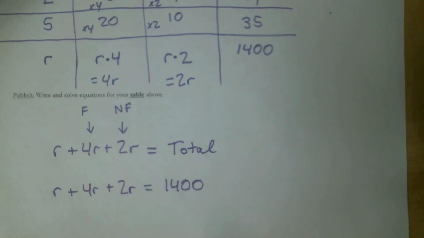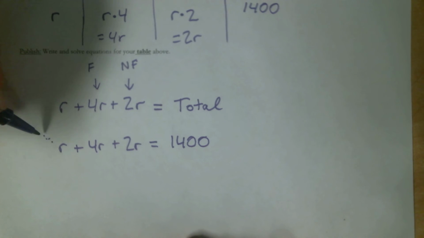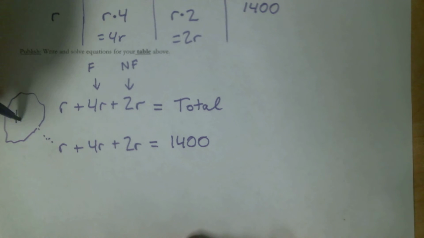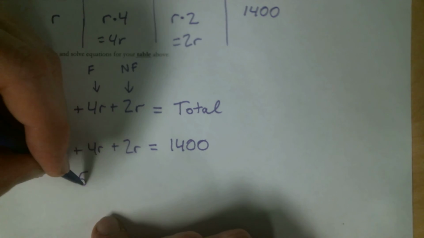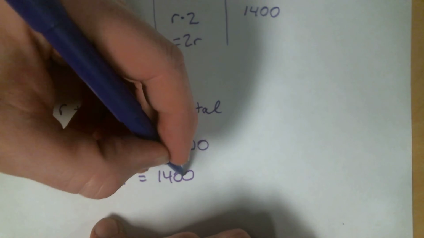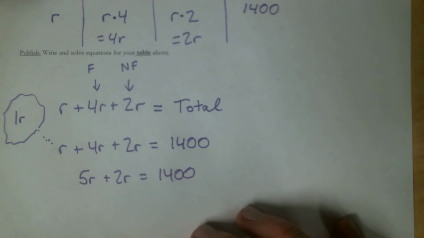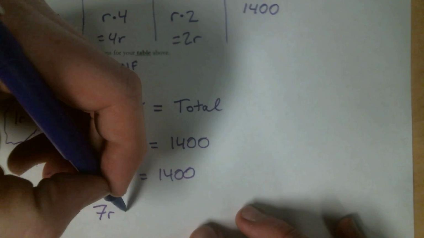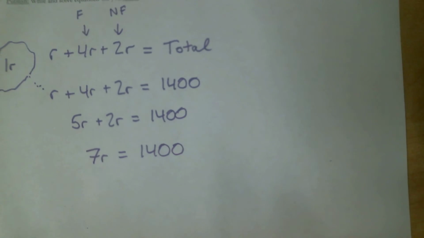We can take this and make it a lot smaller, right? Technically, this right here means, when we think about it, it means 1R. So that means if I have R plus 4R, that's 5R. And then I can add 5R plus 2R. These are all the same variables, right? I can get 7R.